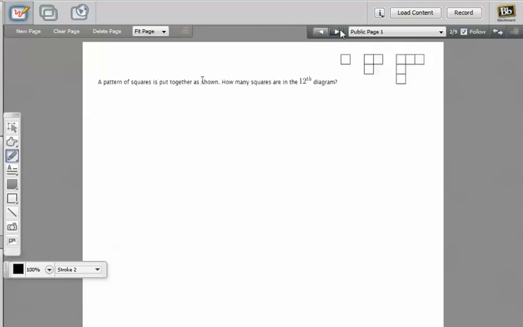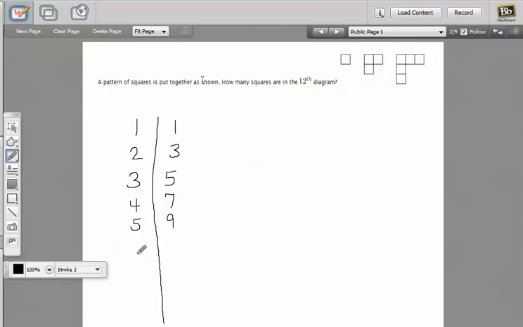Let's take a look at another problem. A pattern of squares is put together as shown. How many squares are in the 12th diagram? Well, in the first diagram, we have 1 square. In the second diagram, we have 3. In the third diagram, we have 5. And you can notice a pattern that it's increasing by 2 each time.